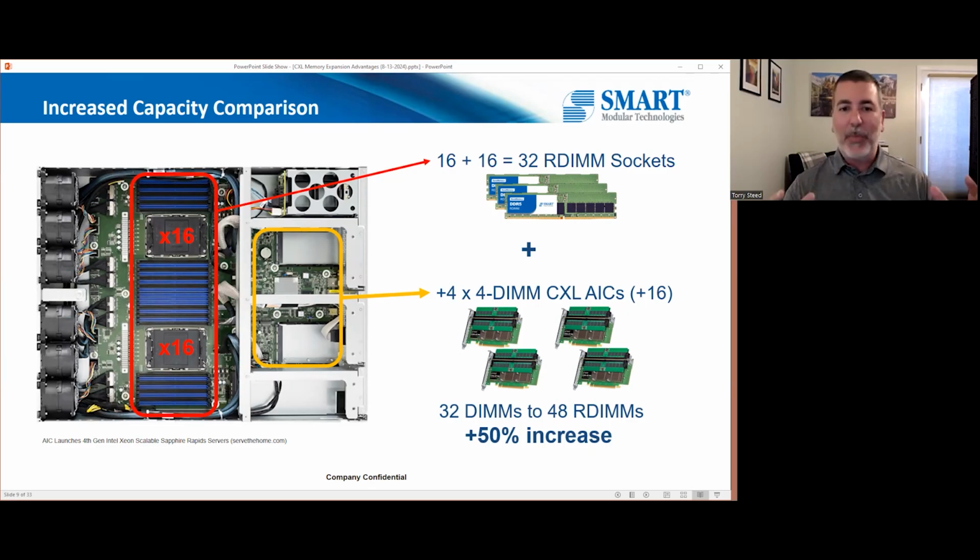And that is independent of what density of DIMMs you're using, right? If you're using 64 gig DIMMs, you still get the additional DIMM sockets that you're able to add via CXL. Now you can do a similar thing with the E3 form factor devices.